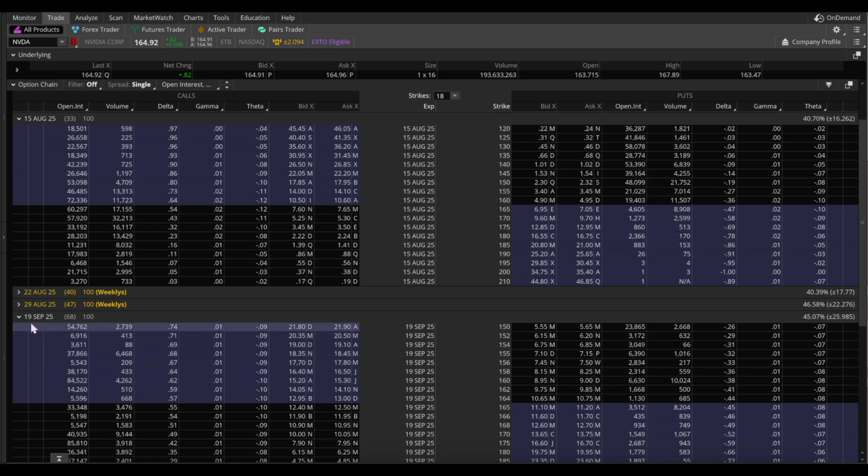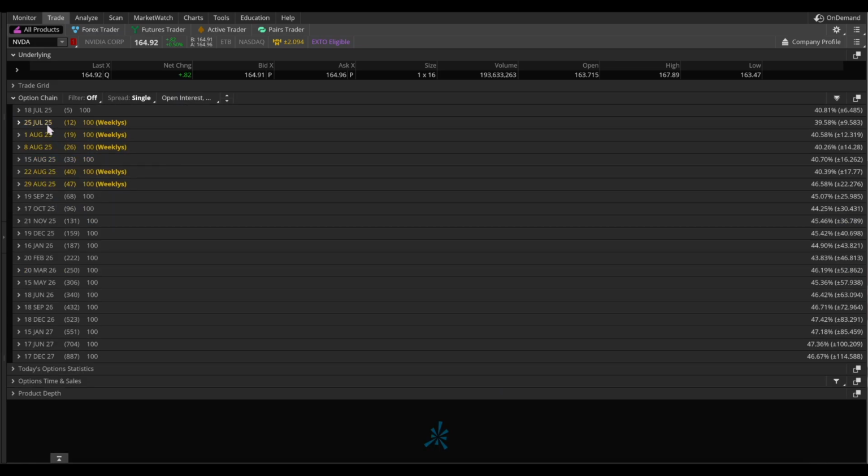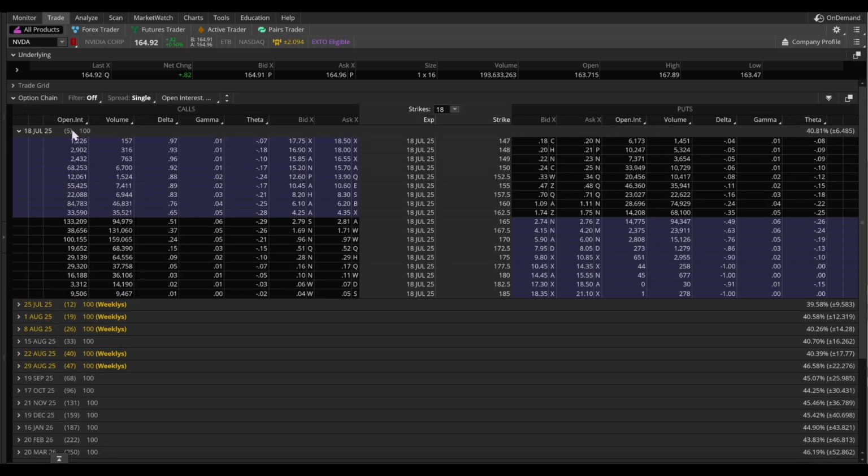All right, so I'm going to collapse both of these and we're going to take a look at shorter DTE. So let's look at July 18th. I'm going to hit the drop down and we can see that this is 5 days out to expiration. Now, because these contracts are so close to expiring, we can see the theta here as far as the difference.